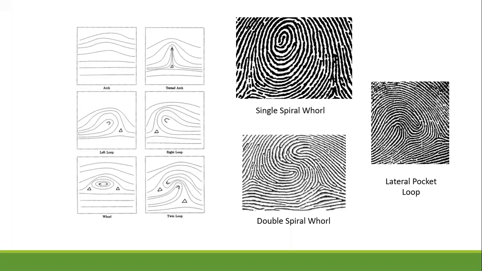As we all know, our radius is towards our thumb side and our ulna is towards our little finger side. So if we are looking at our left hand and the loop is going towards the left side, we automatically know that it is going towards our thumb. So we know that this one is our radial loop. Similarly, we have whorl or simple whorl. Then we have single spiral whorls, double spiral whorls, and then we have this twin loop and lateral pocket loop.